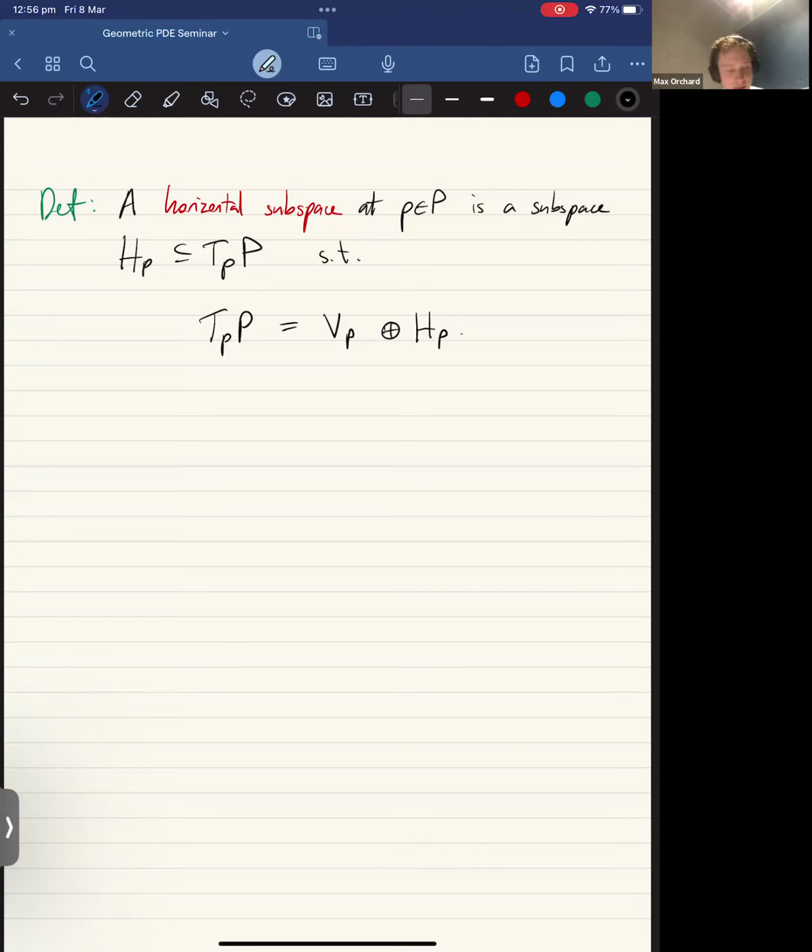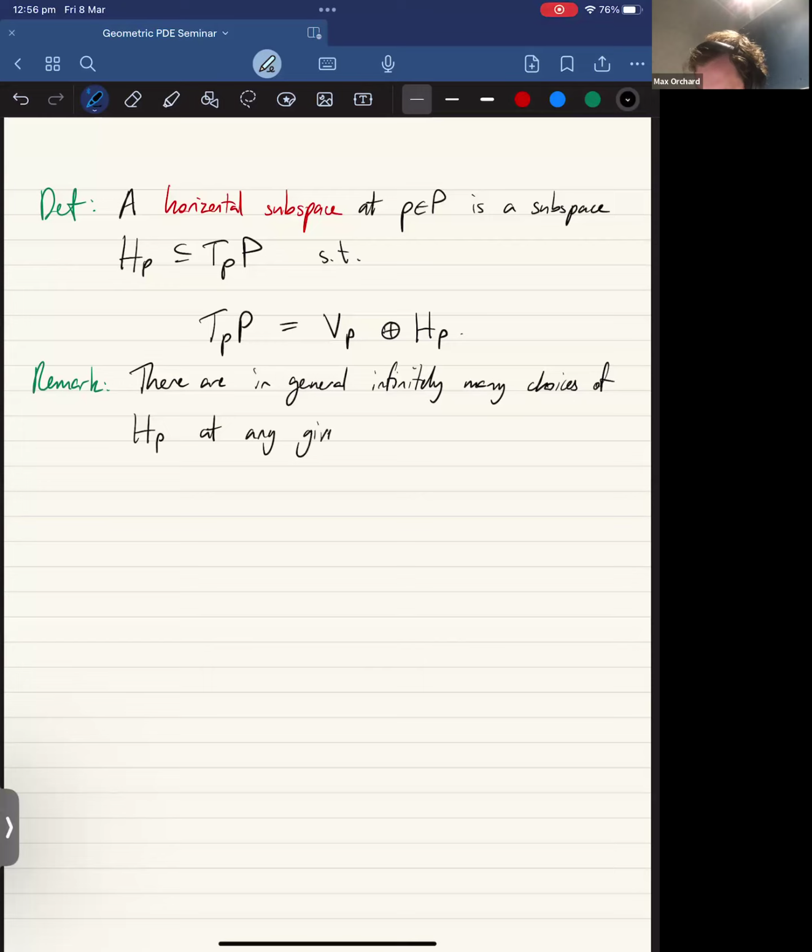If we make such a choice of horizontal subspace at each P in P, it is called an Ehresmann connection, or just a connection for short.